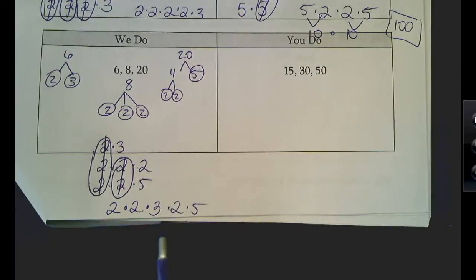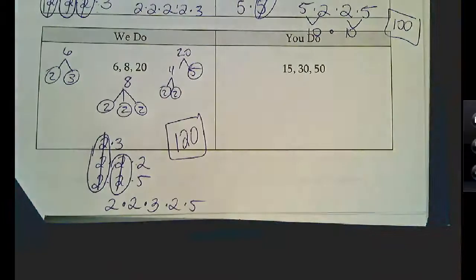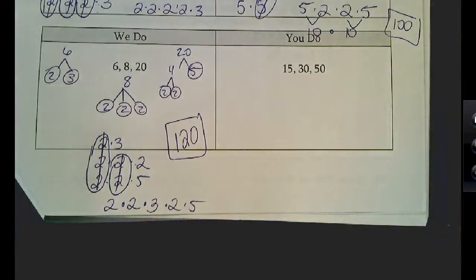You guys getting, is it 120? Is that right? 120 I'm getting. So our least common multiple is 120. Yes, go ahead.